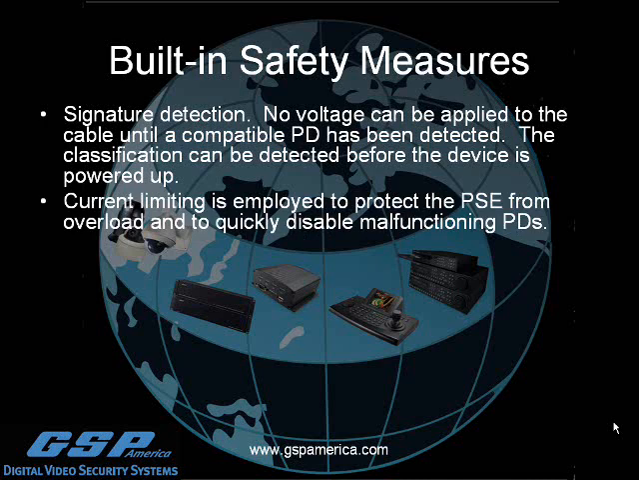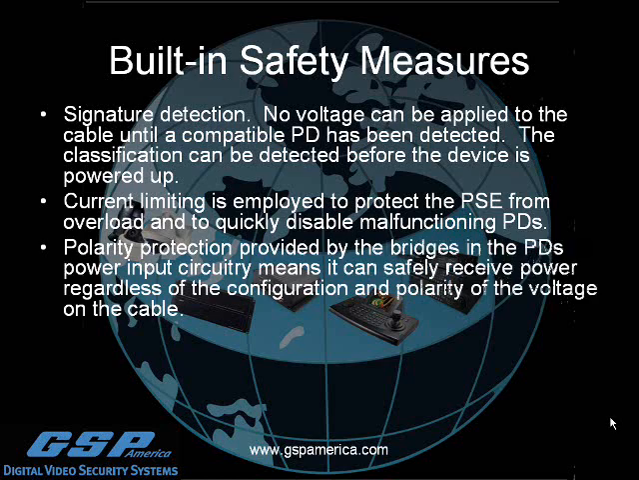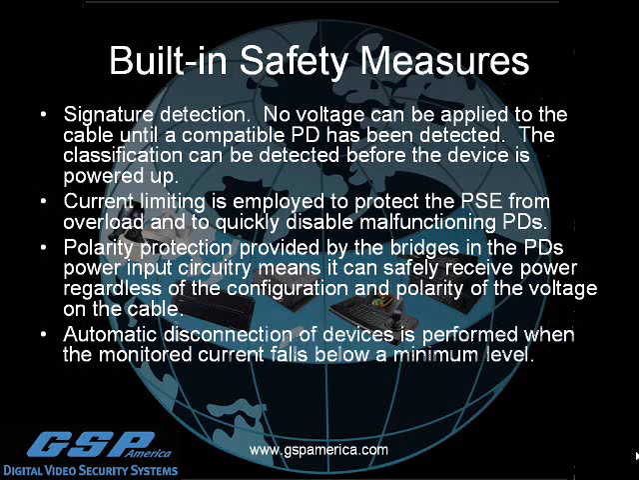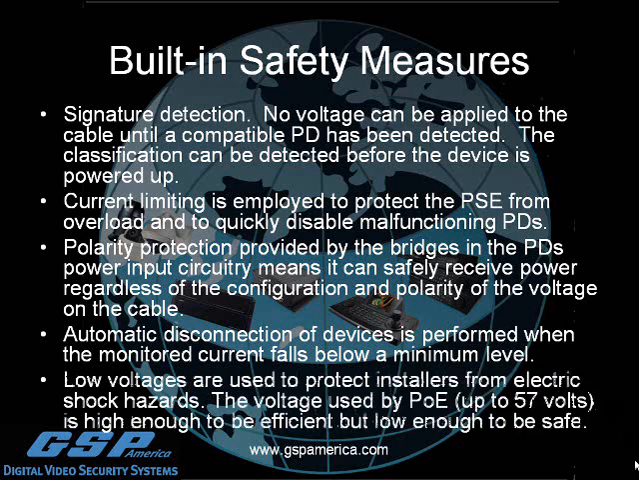Current limiting is employed to protect the PSE from overload and to quickly disable malfunctioning PDs. Again, these are built-in functionality of POE. Polarity protection provided by the bridges in the PD's power input circuitry means it can safely receive power regardless of the configuration and polarity of the voltage on the cable. So you don't have to worry, am I getting the plus and minus in the right place? It doesn't really matter. Automatic disconnection of devices is performed when the monitored current falls below a minimum level. And low voltages are used to protect installers from electric shock hazards. The voltage used by POE, up to 57 volts, is high enough to be efficient, but low enough to be safe.